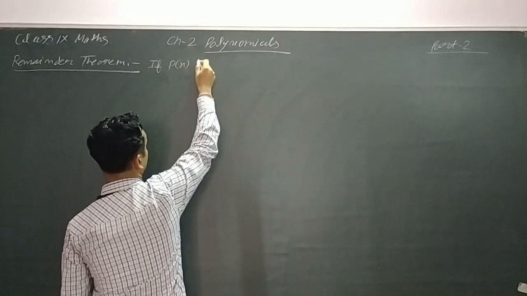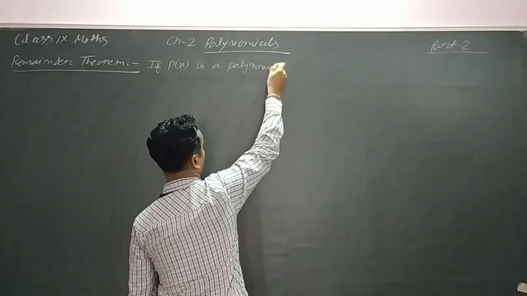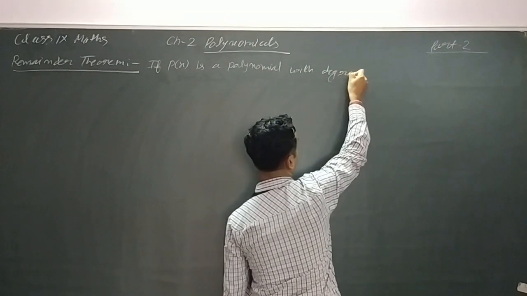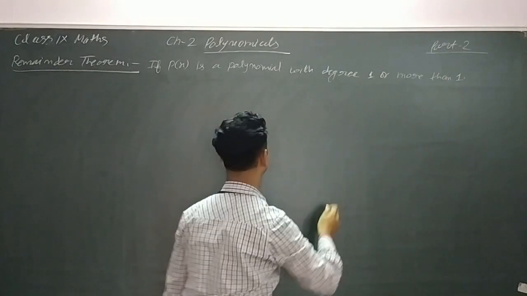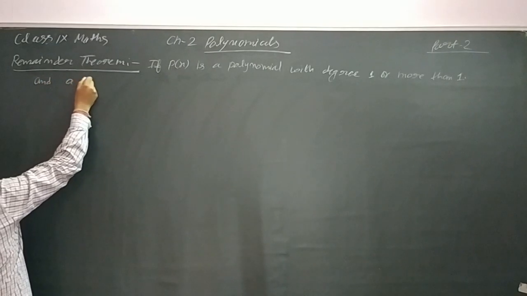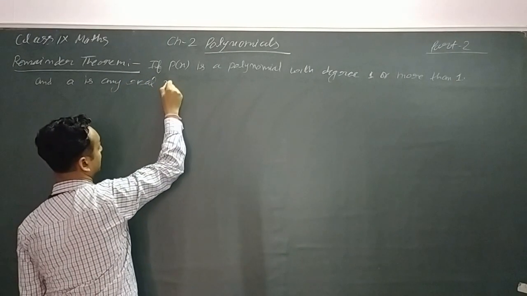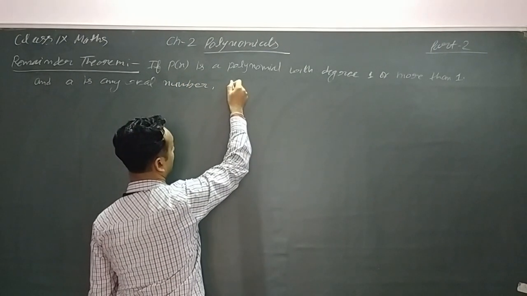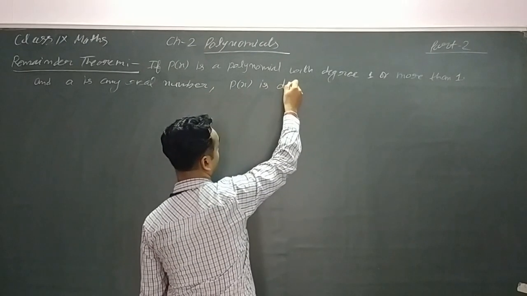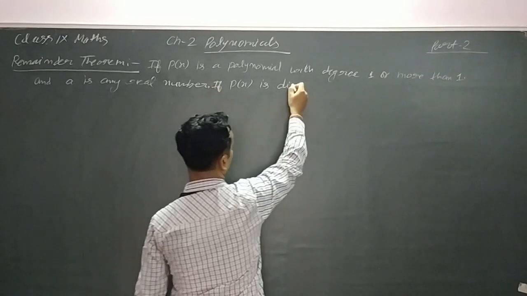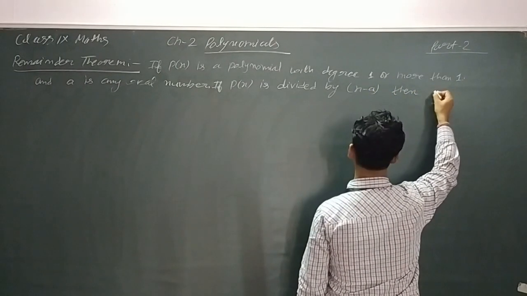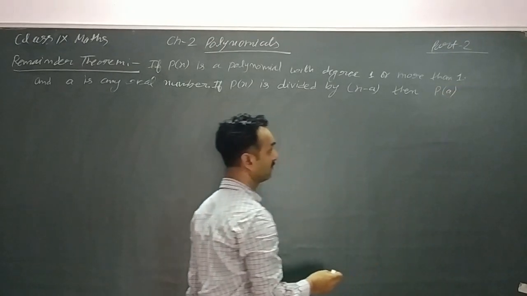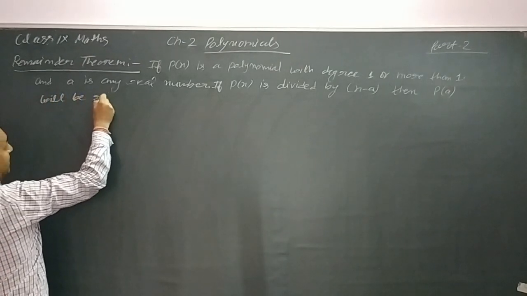So let's see the first statement. If P(x) is a polynomial with degree 1 or more than 1, and a is any real number, and P(x) is divided by x minus a, then P(a) will be the remainder.